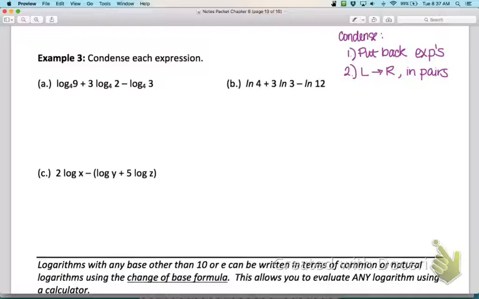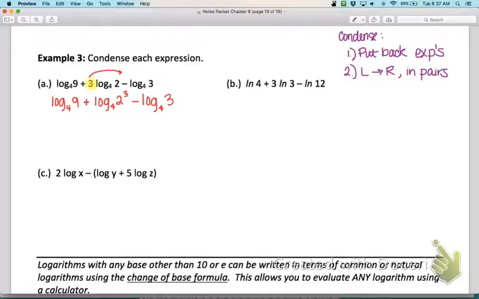So let's look at example A. So the first thing I'm going to do is look for any exponents that need to be put back. And I see this coefficient of 3 right here. So that tells me that this needs to become a third power. So I have the log base 4 of 9 plus the log base 4 of 2 to the third minus the log base 4 of 3.